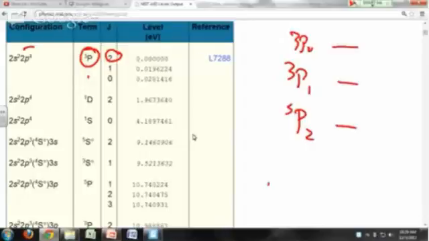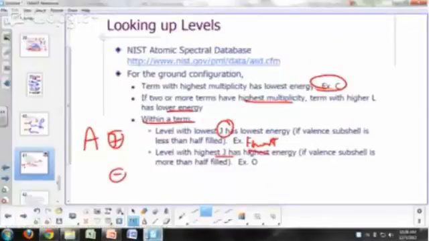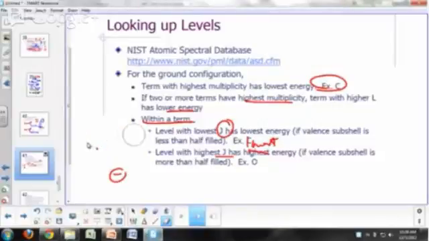They both have triplet P, and then you have singlet D and singlet S. You'll notice it's just like carbon, okay? But the order has switched for the J levels. So the highest J will have the lowest energy within a term if the valence subshell is more than half filled.